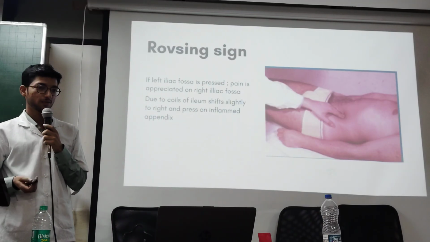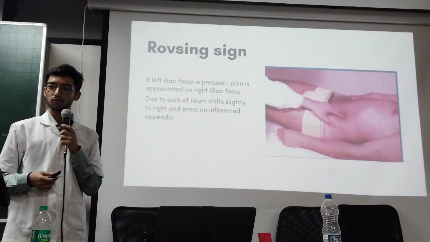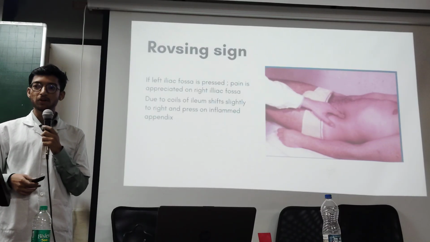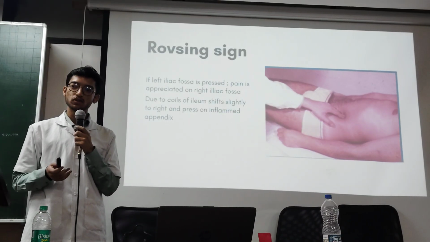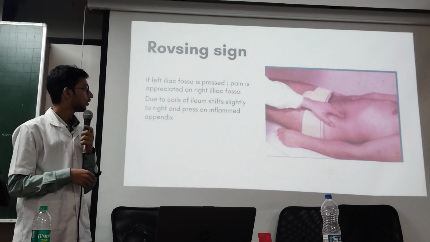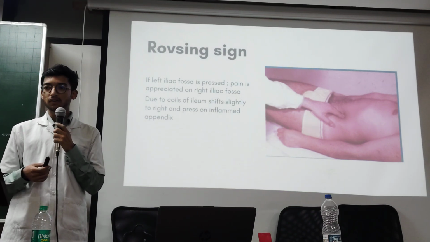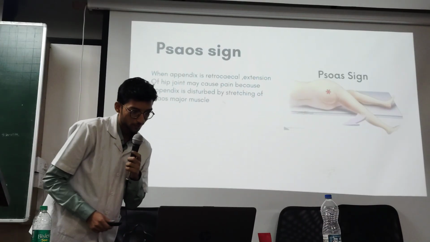Then Rovsing's sign. Rovsing's sign is that when we apply pressure in the left iliac fossa, pain is appreciated in the right iliac fossa. Due to the pressure, the coils of the ileum shift slightly to the right and apply pressure on the appendix, due to which pain is appreciated.